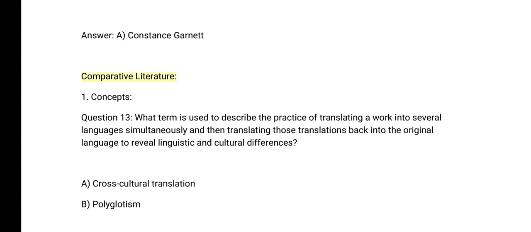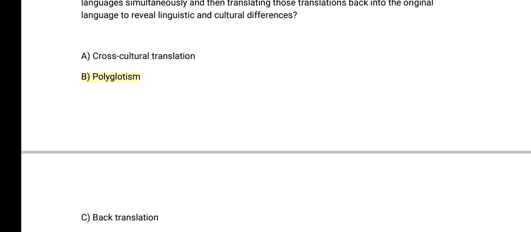What term is used to describe the practice of translating a work into several languages simultaneously and then translating those translations back into the original language to reveal linguistic and cultural differences? A. Cross-cultural translation. B. Polyglottism. C. Back translation. D. Multilingual adaptation. Answer. C. Back translation.